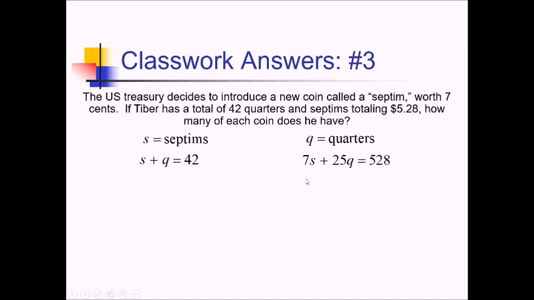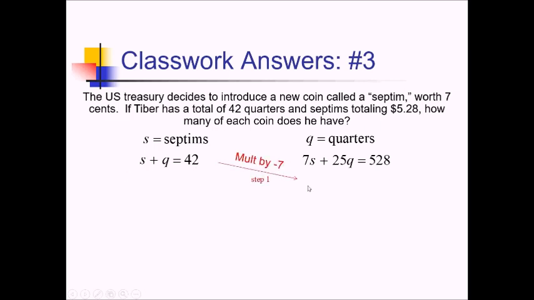Now I'm going to solve this system of equations, and I could go substitution or elimination on this one. Just to make my life easier, though, I'm going to go with elimination and get rid of the S's, just so I'm multiplying by smaller numbers. So I'm going to take this first equation and multiply it by negative 7. That's going to allow me to cancel out the S's.